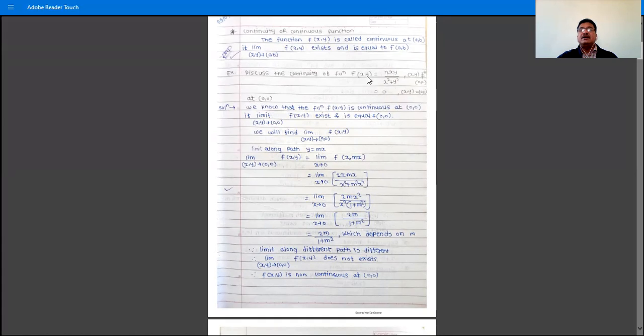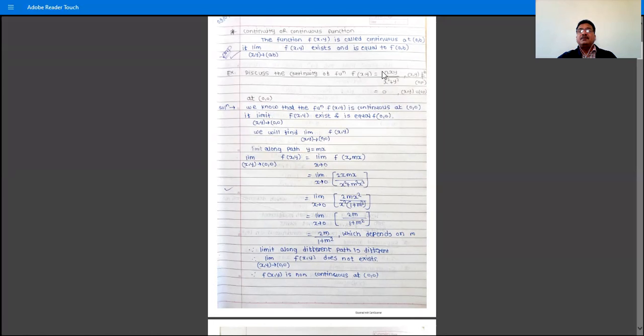So I have to discuss the continuity at (0,0), and we know that the function f(x,y) is continuous at (0,0) if the limit as (x,y) tends to (0,0) of f(x,y) exists and is equal to f of (0,0). That is, if this limit does not exist, then the function is not continuous at (0,0). So first we show that this limit either does not exist, or if it exists, then show it by using the definition.